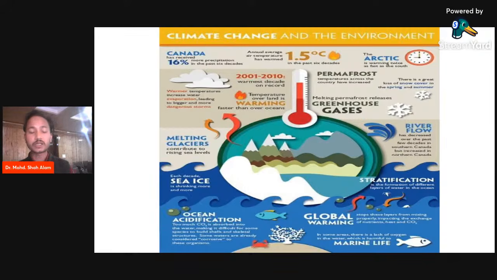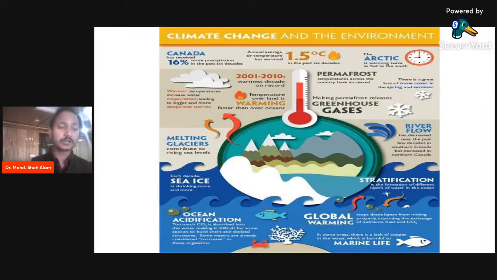River flow has decreased over the past few decades in southern Canada, and increased in northern Canada. Each decade, sea ice is shrinking and more glaciers are now melting, so the sea ice is also shrinking. Stratification is the formation of different layers of water. Stratification means different layers of salt concentration, alkaline or saline water, have been formed.